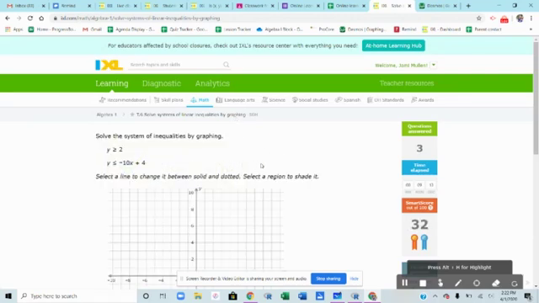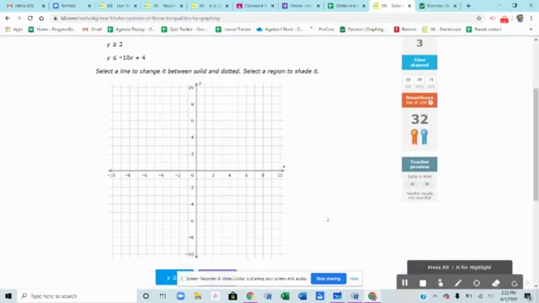Okay, so that's how you can do those problems on Desmos. Pay attention to your symbols. Solid, solid. If it didn't have a line underneath, you would have a dotted line. Make sure you would click on it. Once it's graphed, this is not your graph, but if it was, you would click on it to make it dotted.